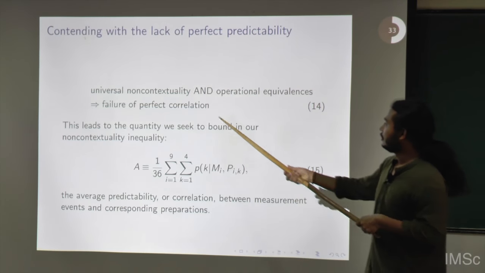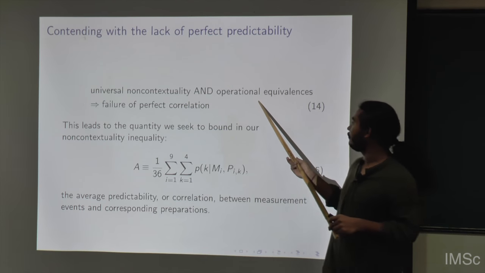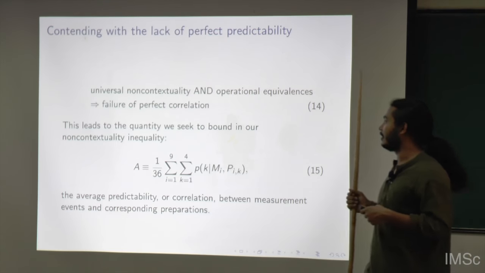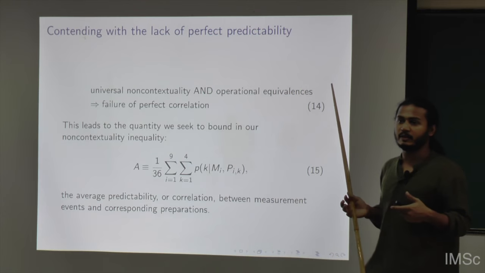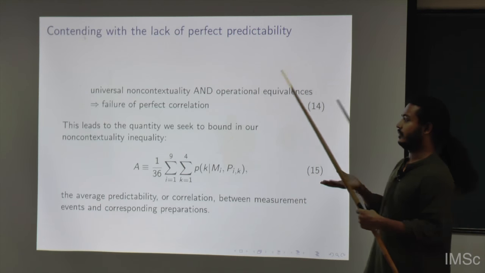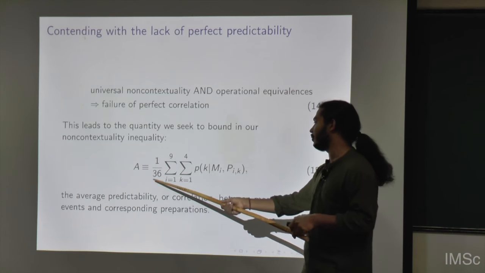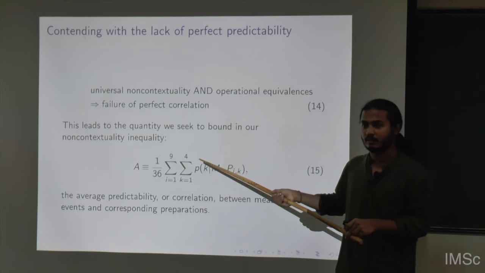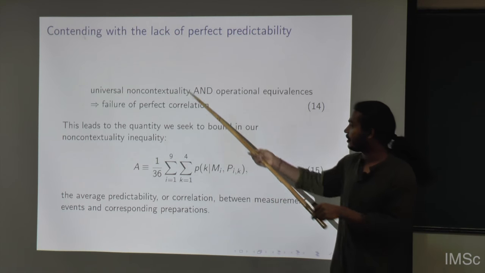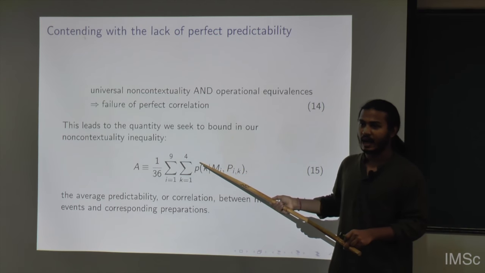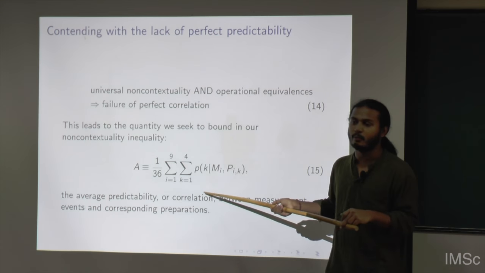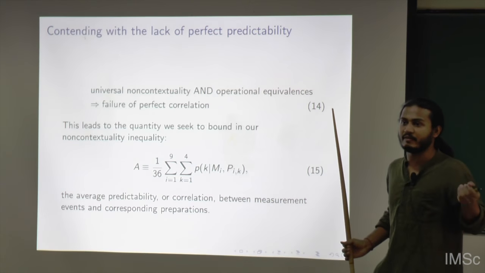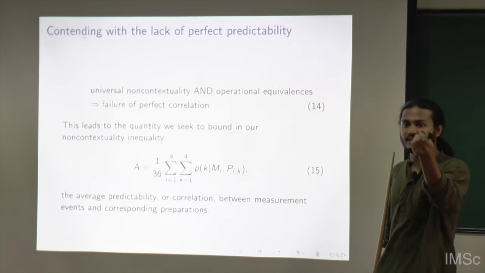So this means that if you want to preserve non-contextuality and want to have operational equivalences, then perfect correlation must fail. Not only is perfect correlation impossible, but it should be bounded by some number, right? So this leads to the quantity we want to bound in our inequality, which is just the average of this quantity, for which we had earlier assumed perfect correlation. But now we don't want to assume that, and we want to ask if non-contextuality is true, how far away from perfect is this going to be? How far away from 1 is this quantity going to be? We know that it has to be less than 1, because otherwise we have a contradiction, right? We just don't know what the number should be.